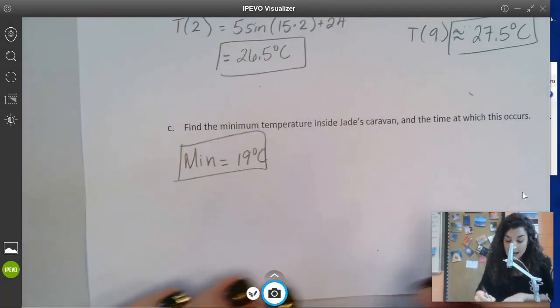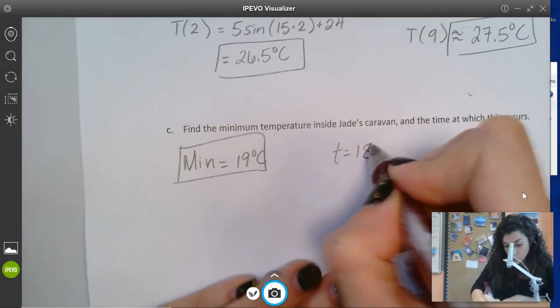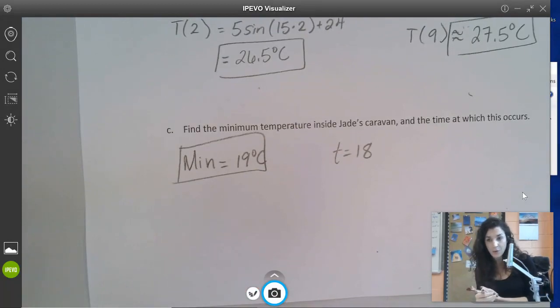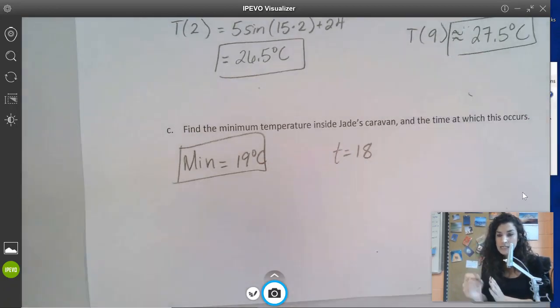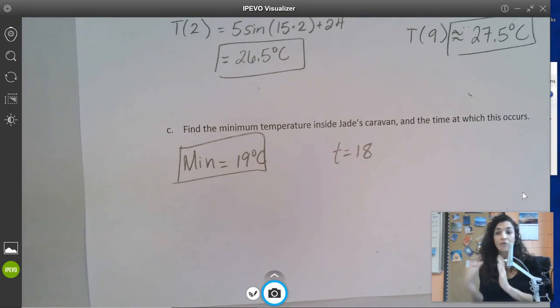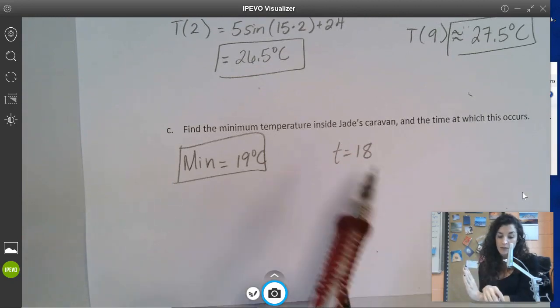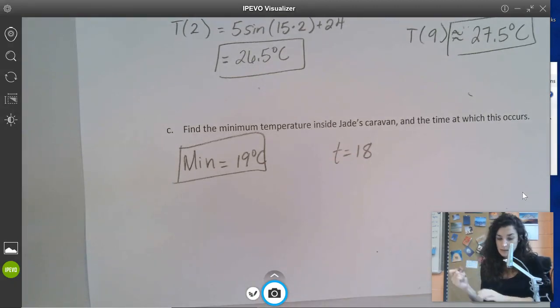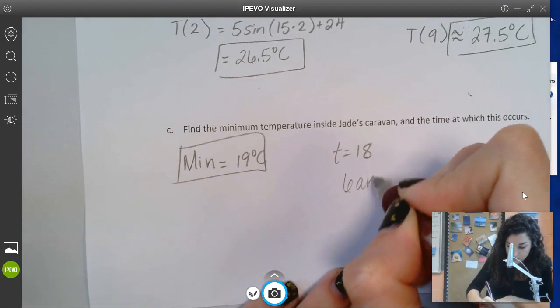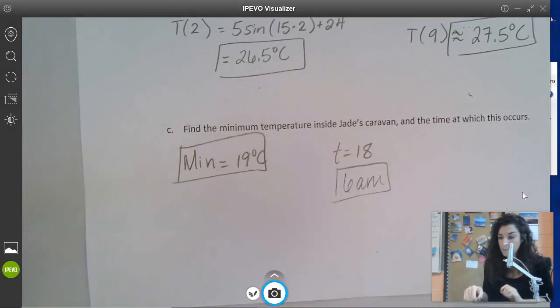And then it says the time at which it occurs. Well, that's t equals 18, which is 18 hours after noon. So 12 hours would be midnight, and then another 6, right? 18 is 12 plus 6. So it's nice to break things up into chunks of 12 until you get close enough. So noon plus 12 would be midnight, and then midnight plus your last 6 would be 6 a.m. That is when your minimum occurred.